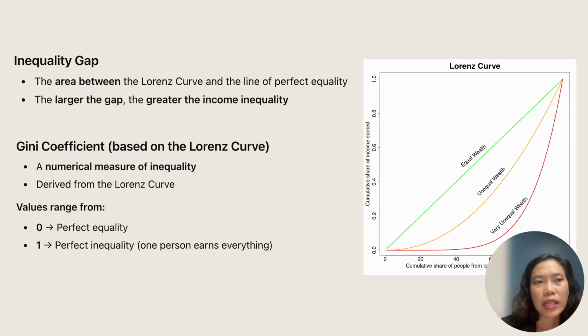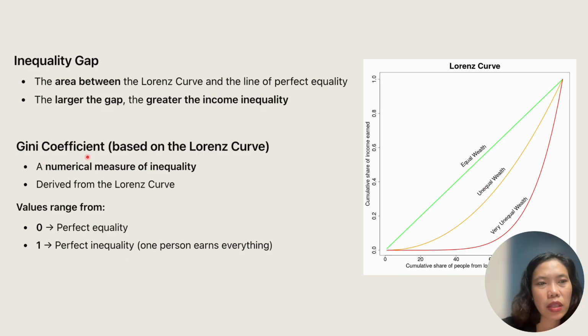So what is an inequality gap? This is the area between the Lorenz curve and the line of perfect equality. So this is the Lorenz curve, and this one here in the middle, the area, is the inequality gap. So the larger the gap, the larger the income inequality.